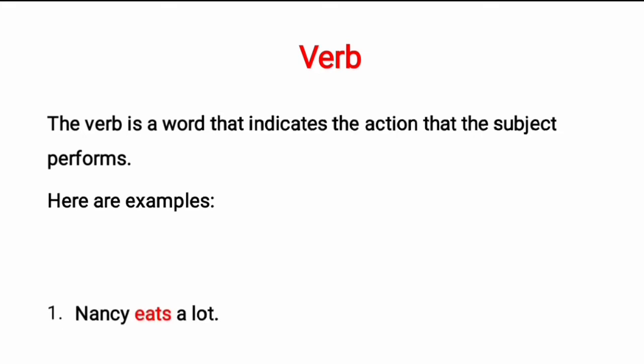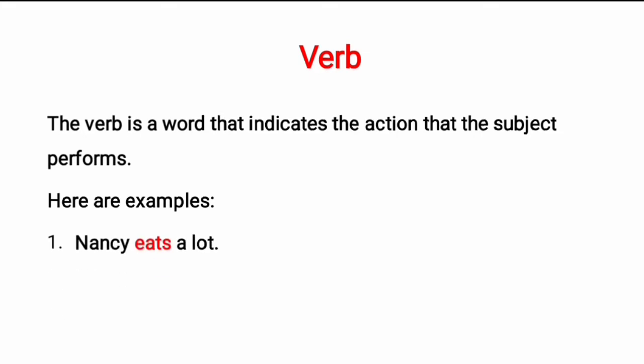Here are some examples. Nancy eats a lot. The action that is being carried out here is eats. Therefore, eats is the verb. They eat a lot. The action carried out in example 2 is eat. Eat here is also the verb of the sentence.